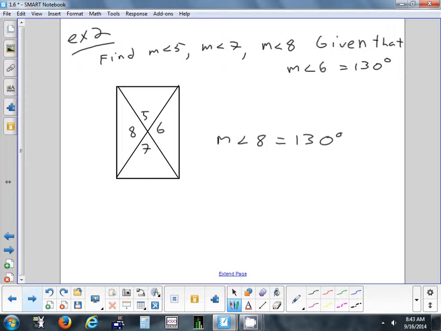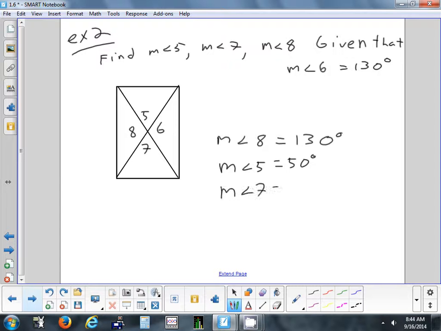Okay. Which one is 50? 5 and 7. How do you know that? 5 plus 6 is equal to 180. Yep. What do we call angles 5 and 6? They form what? Adjacent. They are adjacent, even more specifically than adjacent. They're a linear pair. Yep. So we know they're going to add up to 180. Okay, so the measure of angle 5 is 50.